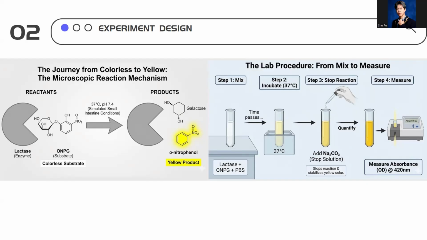Secondly, the conditions. This is the most critical part. We use PBS buffer. Does anyone recall the pH of PBS buffer? It's around 7.4, right? By using PBS at 37 degrees, we were effectively simulating the optimal conditions of the human small intestine.